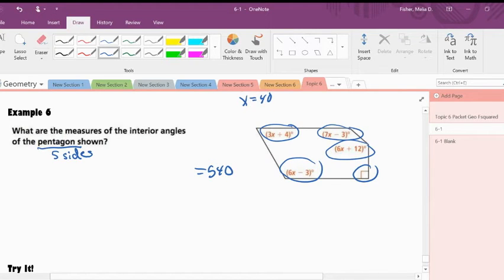I'm going to go ahead and add all of my x's together. So I have a 6x, a 6x, a 7x, and a 3x. That comes out to 22x. And then I'm going to add my constants together. 4 minus 3 is 1, plus 12 is 13, minus 3 is 10. So plus 10.